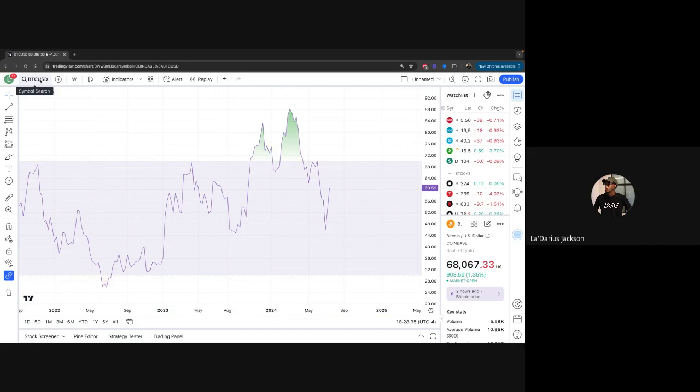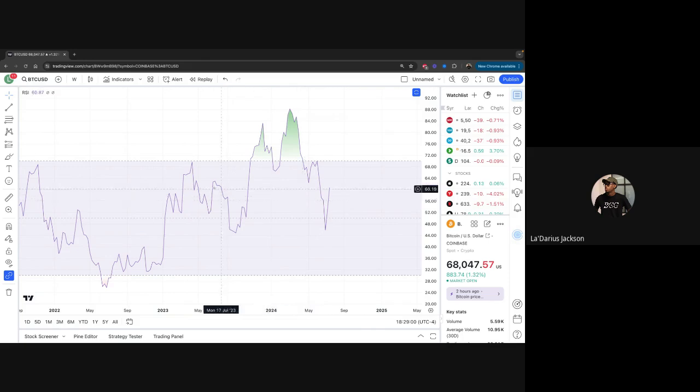Bitcoin is interrelated to the stock market because you have Coinbase, you have companies that allow people to buy and sell crypto that are traded on the public stock market. So Bitcoin is still connected to the stock market. So that's why I like to pay attention to it, because I also trade Bitcoin related stocks. All right.